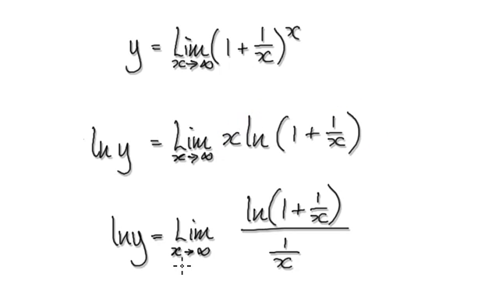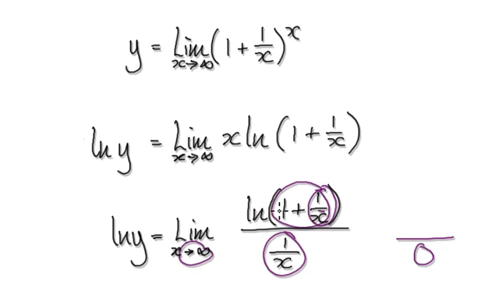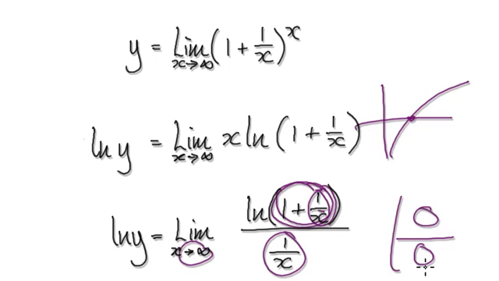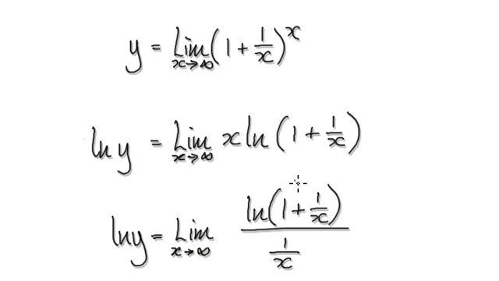Now let's check again. As x tends to infinity, this thing here will head towards 0. And then as x tends to infinity, this thing here will be 0. 0 plus 1 is 1, and then take the natural log. Well, it's heading towards 0 here, so you've got 0 over 0. 0 over 0 is an indeterminate form. If it's an indeterminate form, then we can use L'Hopital's rule.